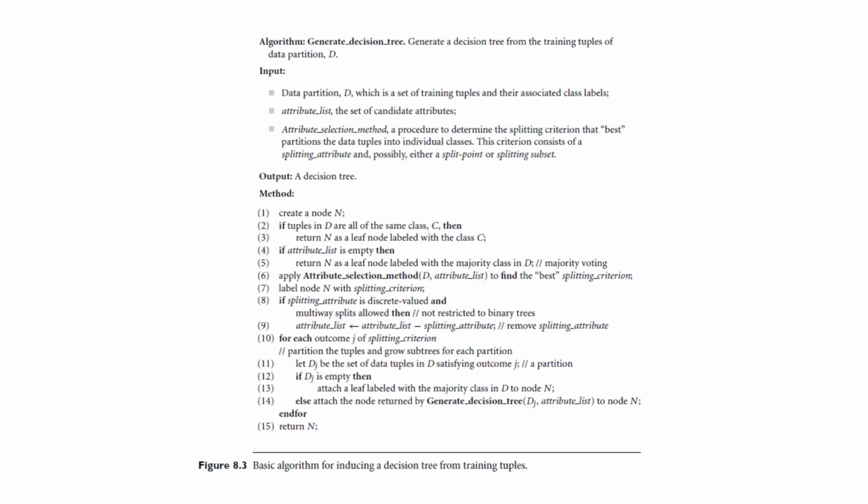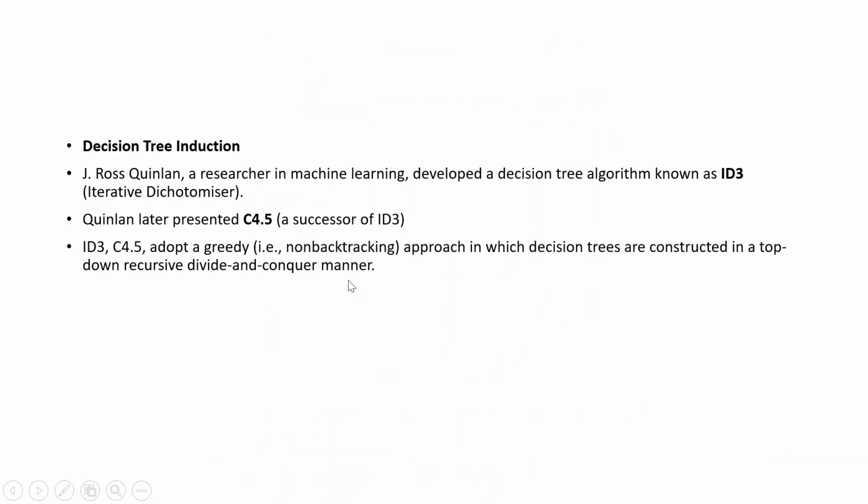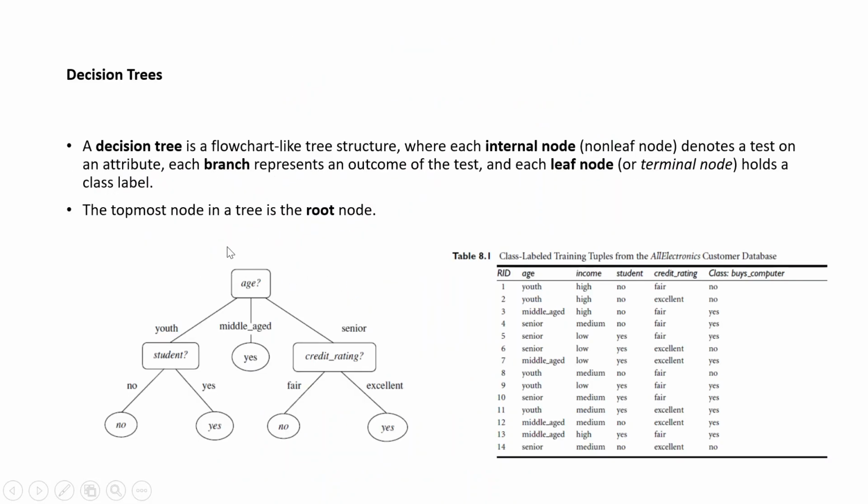We will come back to the algorithm before going to the example. What we said is apply the attribute selection rule. From this, we come across the best splitting criterion. Now label node N with the splitting criterion. So if we find that age is the best one, you label this node with age.